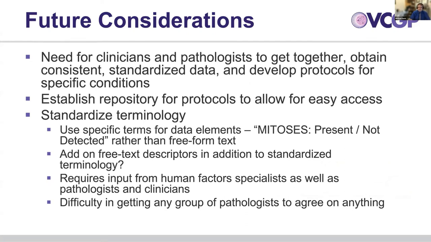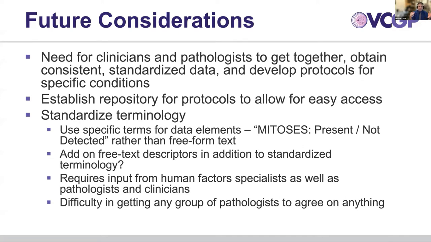And finally, in standardizing terminology, we need to make sure we use specific terms for data elements rather than free-form text. This is a completely fabricated example, but with mitoses, do we want to say mitoses are present? Do we want to say they're detected? If everybody can pick their own terms, then we can't use that to extract in an automated fashion. There are ways to drive that. In human medicine, they found that it's pretty important, instead of having present and not present, to have words that are completely different, present and absent, so that people reading through a report quickly don't see the present and miss the not in front of it, because that happens on a not too infrequent basis. Do we want to add free text descriptors in areas where we have standardized terminology, so that if something doesn't fit quite right, you pick the best category and then have something else to modify it?